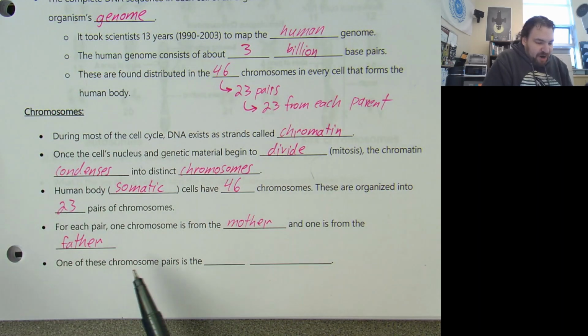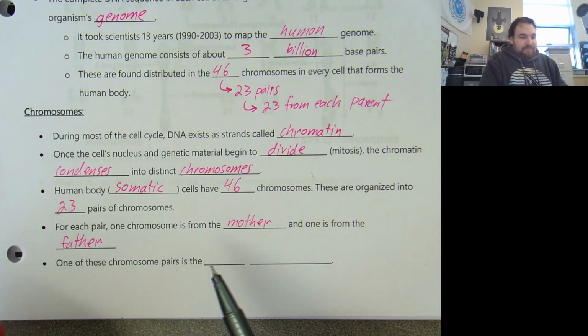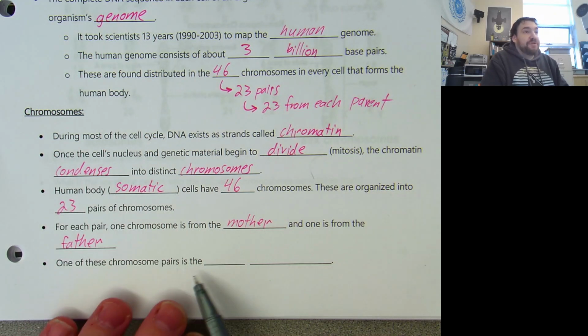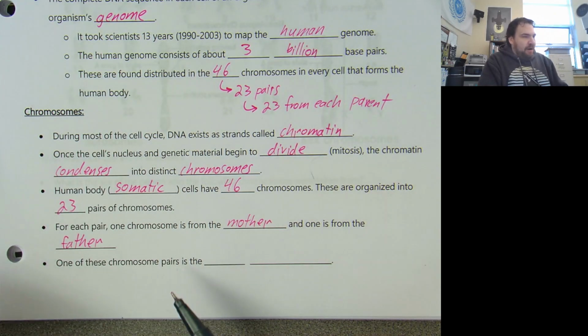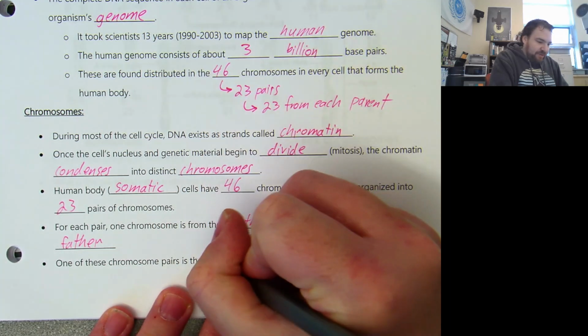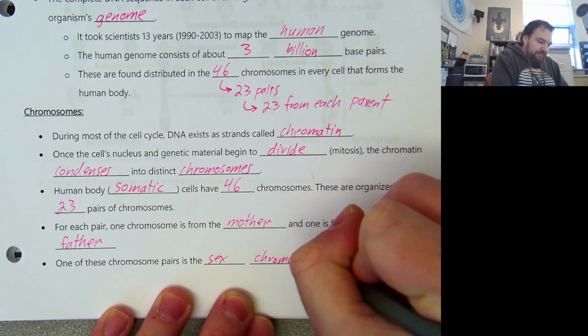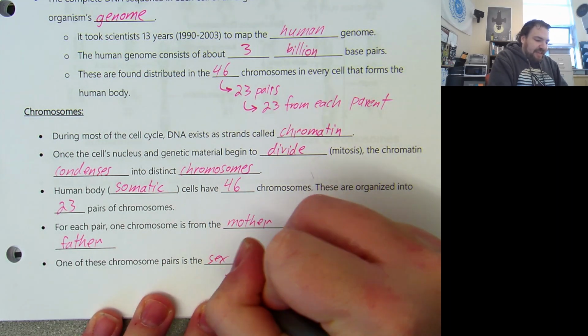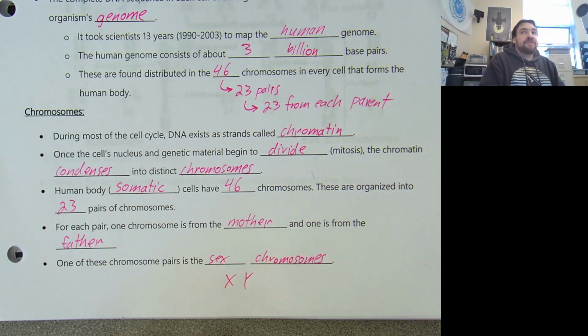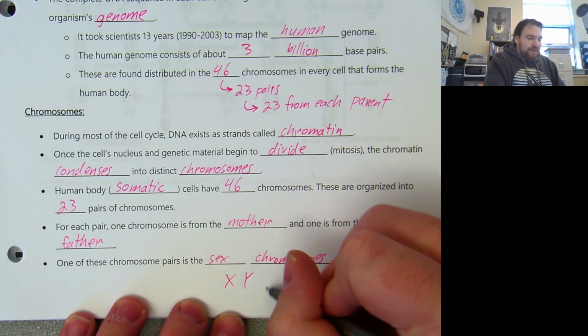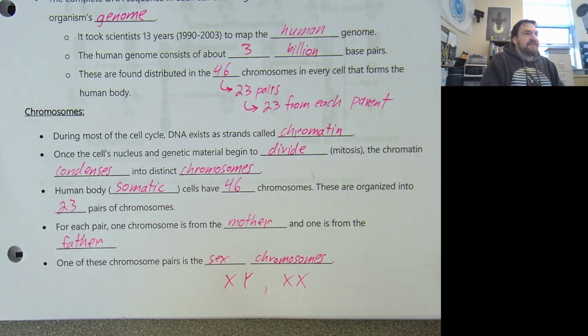So 23 from mom, 23 from dad, and then one of these chromosome pairs, a very important pair, are the sex chromosomes. These are the X and Y chromosomes. If you are a male, you have an X and a Y. If you are genetically female, you have an X and an X.